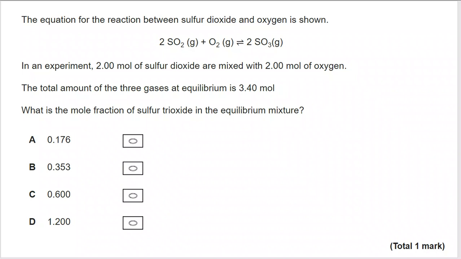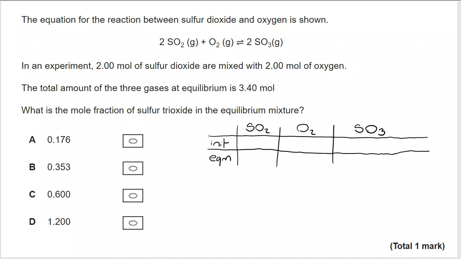So as I've already alluded to, there is a huge amount to do to get to the final answer in this question. The start point is to work out the equilibrium moles. Now, if I draw the table out, you can see that we've got initial moles and equilibrium moles for each of the three. The first part's relatively simple. We know we had 2 moles of each of the reagents. We started with none of the products.